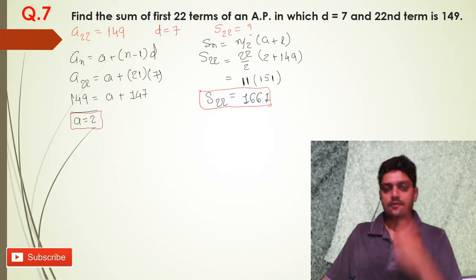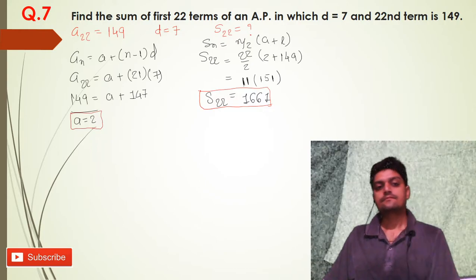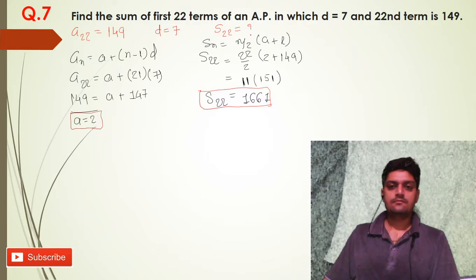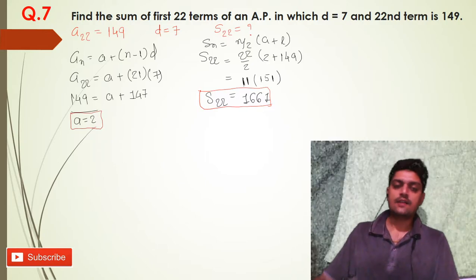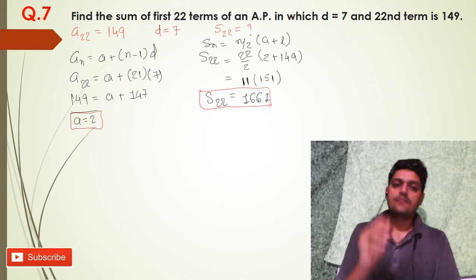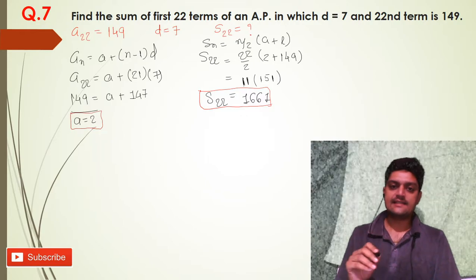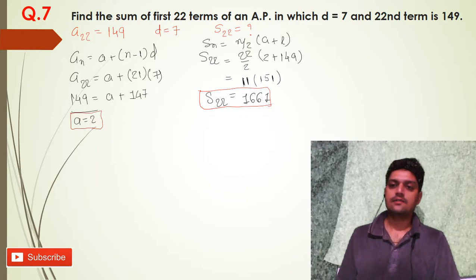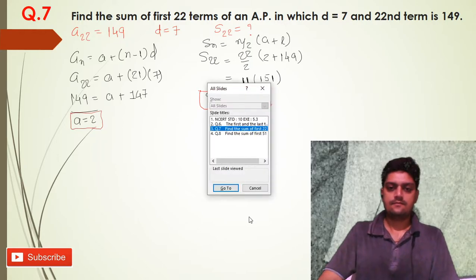Now you have to write the answer in statement form. For the find the sum of the first 22 terms question, yes, you have to write that the sum of the first 22 terms is 1661. Okay, so that is the answer.